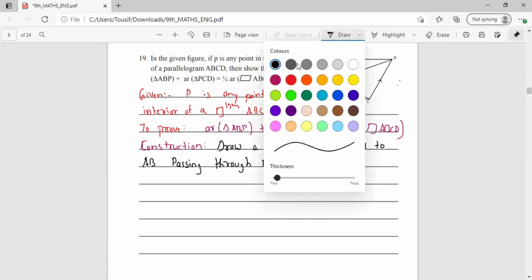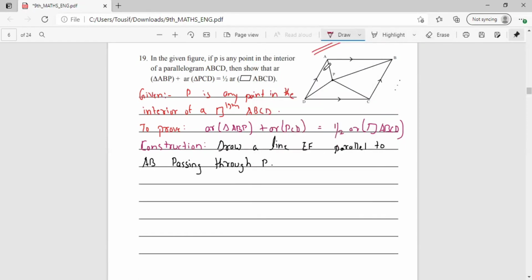So let us do it on the figure. They gave it in the question paper. That is from here. So this is the way we have to draw the construction. This point we shall mark as our E. And this point we're going to mark as our F. Okay, so let us begin with the proof. That is, in a parallelogram.